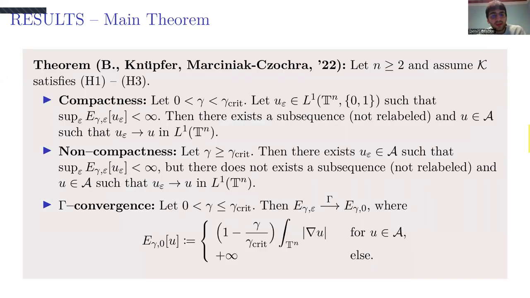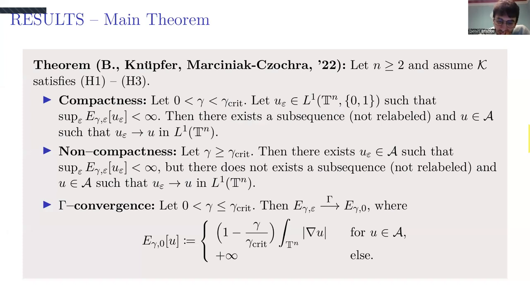So let me now present the main theorem. And this is the following. If we have dimension bigger than one and assume that K satisfies the assumptions, then we have basically three main results. The first one is if the parameter gamma is smaller than gamma crit, then we have what we call compactness, which means if the energy is bounded, then we find a subsequence which converges. Then we also find that we have non-compactness if we are above the critical value and even if it's equal to the critical value. So we cannot guarantee compactness anymore if we are above the critical value, for gamma bigger than gamma crit.